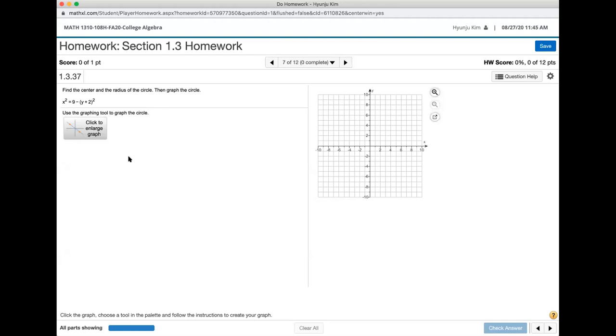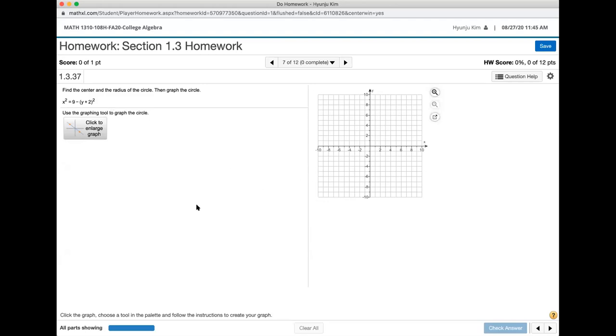As you can see, we have to rewrite the equation of the given problem in the standard form of the equation of a circle. So I'm going to add y plus 2 squared on both sides. Then we get x squared plus y plus 2 squared on the left hand side, and the right hand side is going to be 9. So the radius must be 3, and the center point is going to be 0 comma negative 2. So you didn't get it.